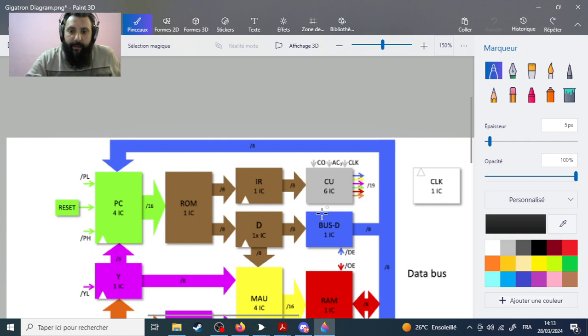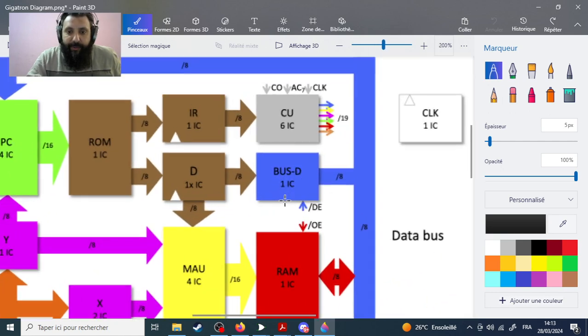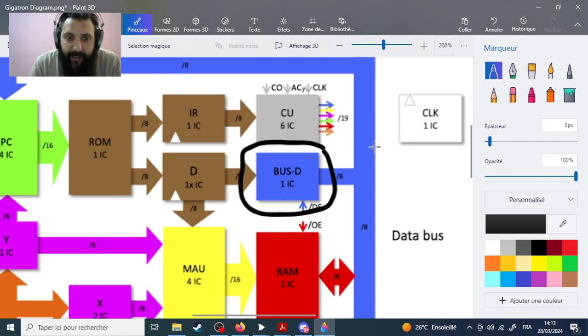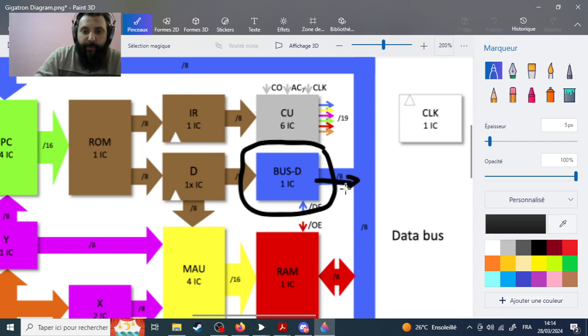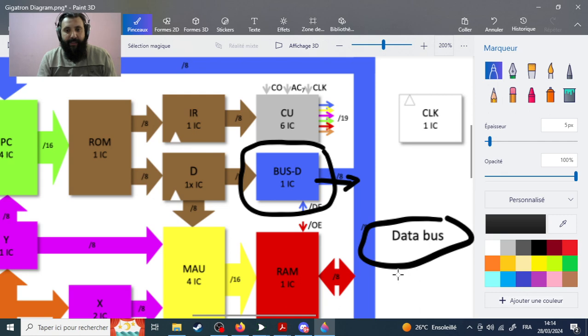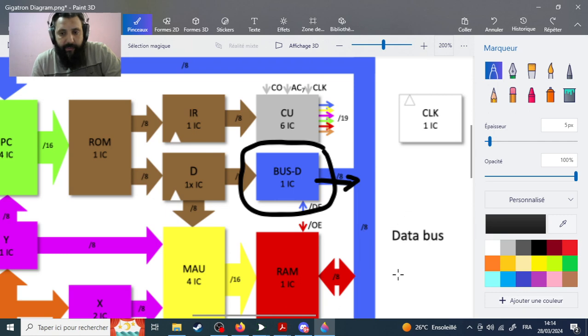Okay. Can you explain what bus D does in this data path? What is the job of bus D? This is a three-state buffer. Very good. Yes, it is used to control the access to the bus, to the blue bus, the data bus. This component can block the data access. Very good. This is it.